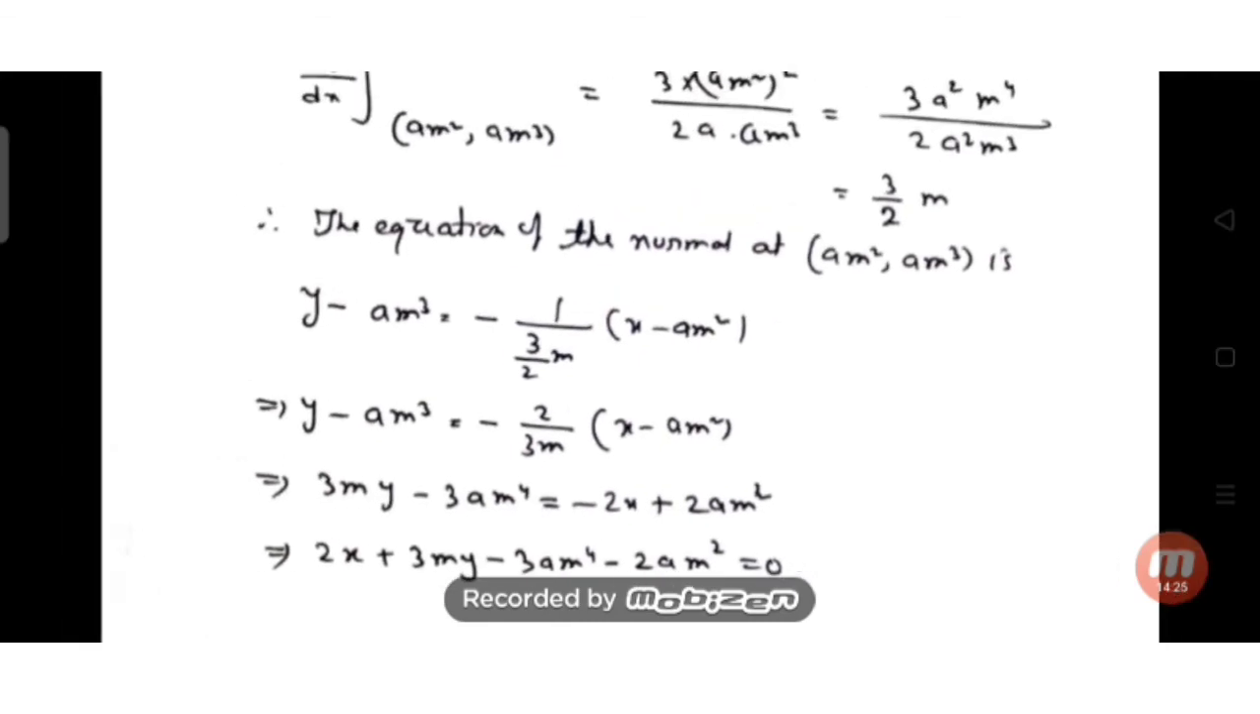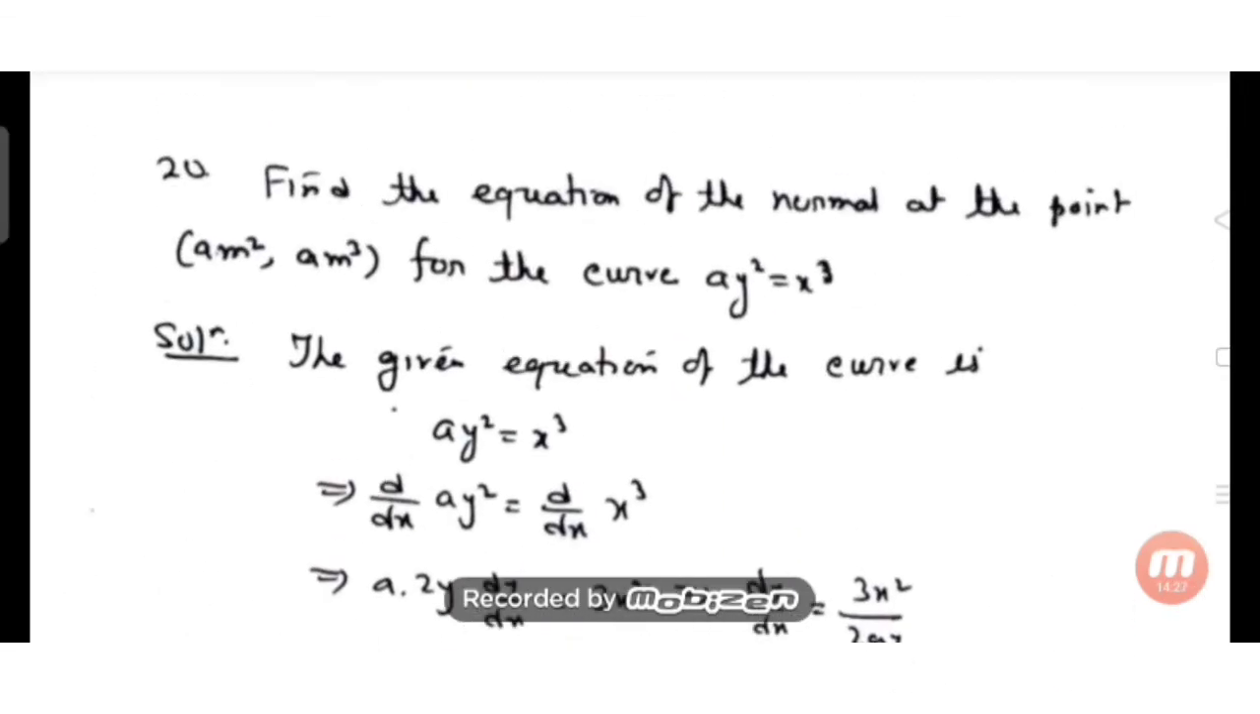One more question let us do in the same video. Remaining I'll do in the next class. Okay, so your question number 20. Find the equation of the normal. In this case, you have to get the equation of the normal, not the tangent, at the point (am², am³). The point is given in the variable form. No, there is no problem. For the curve ay² = x³.